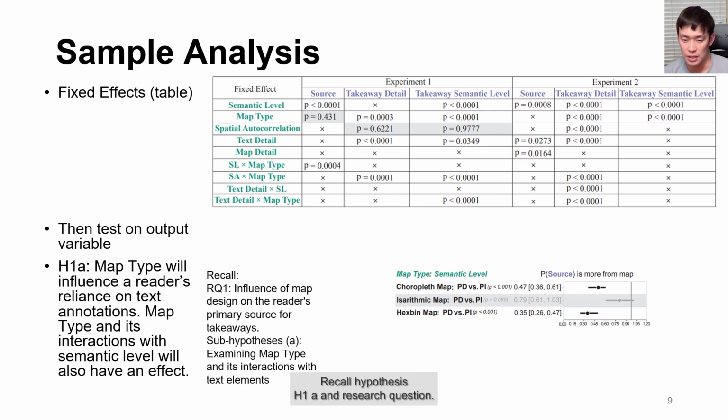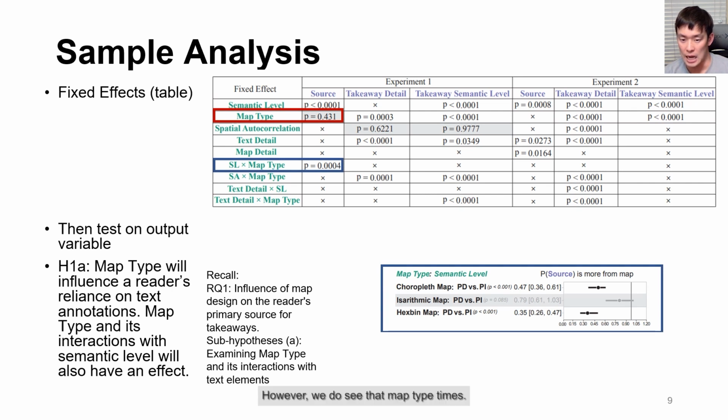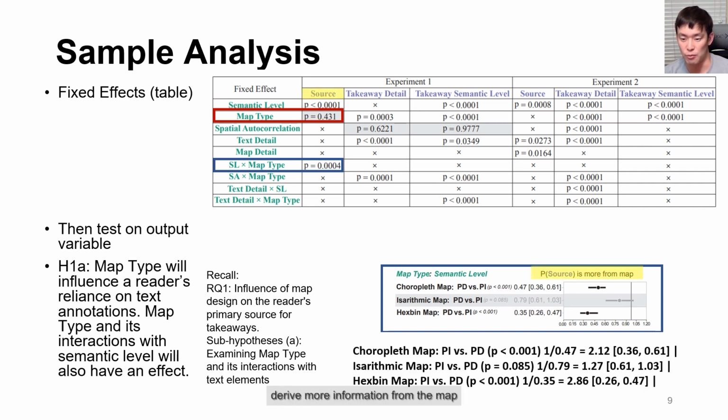Recall hypothesis H1A and research question 1. Map type will influence a reader's reliance on text annotations. Map type and its interactions with semantic level will have an effect. We note that map type does not have a significant effect on source, as the p-value is greater than 0.05. However, we do see that map type times semantic level is significant on source. This means that the effect of map type on source depends on semantic level. We will delve deeper into this by building a proportional odds model. We model the probability that the source is higher, which means that the reader derived more information from the map.